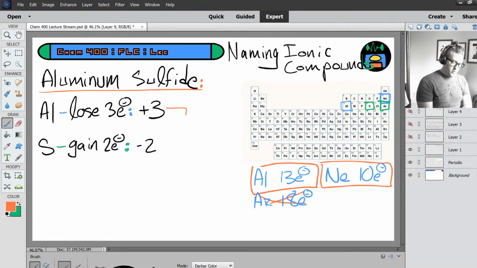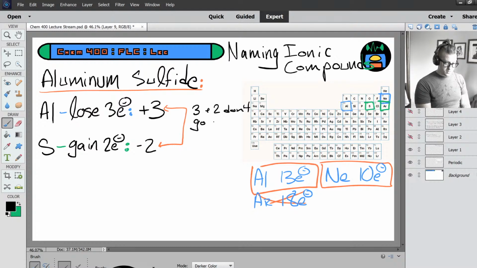Now, we know that our net charge, our total charge for our ionic compound, needs to be 0. It needs to be net neutral. That means our positives need to equal our negatives. But 3 and 2 don't go into each other, at least evenly. All right, so what do we do here?